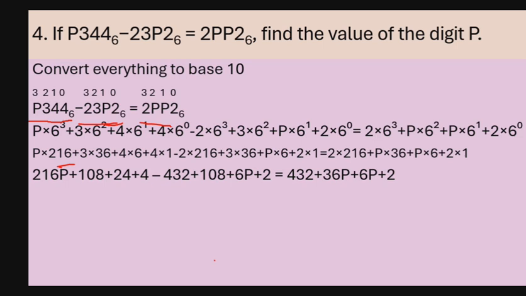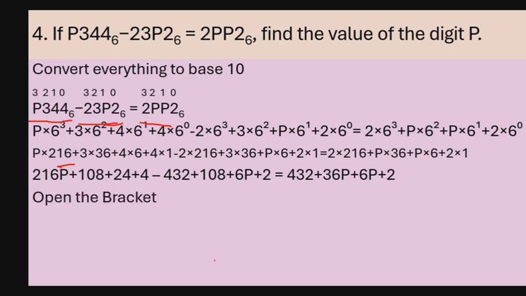2 times 216 is going to give us 432, plus 3 times 36 is going to give us 108, plus P times 6 is going to give us 6P, plus 2 times 1 is going to give us 2, equals to 2 times 216, which gives us 432, plus P times 36, which gives us 36P, plus P times 6, which gives us 6P, plus 2 times 1, which gives us 2.